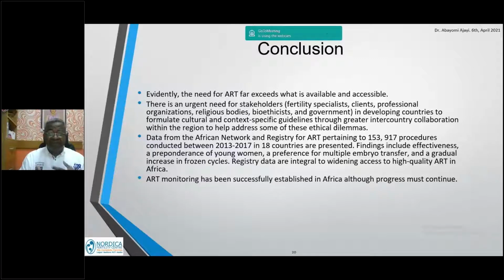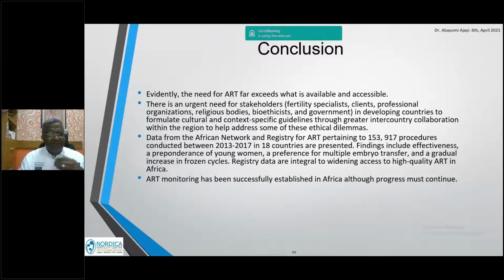There is now the African Fertility Association. But before that happened, there was a body called ANARA, or African Network and Registry for ART. And they reported 5 years' work in Africa between 2013 and 2017, using 18 countries, and 73 centers were included in this. What they showed was that ART provision in Africa was effective, though there was a preponderance of younger women, and a preference for multiple embryo transfer, and the frozen cycles were still not as many, but that's also the picture in Europe.